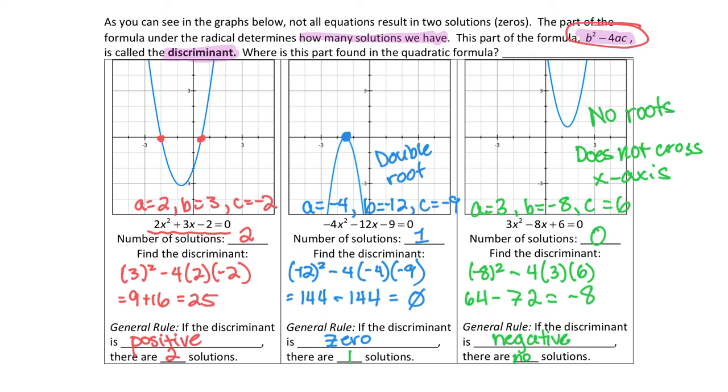What's neat about that is by finding the discriminant first, we'll be able to tell how many solutions we have. And if we have a problem with no solutions, we don't have to do the whole quadratic formula and waste our time. So you always want to find the discriminant first.